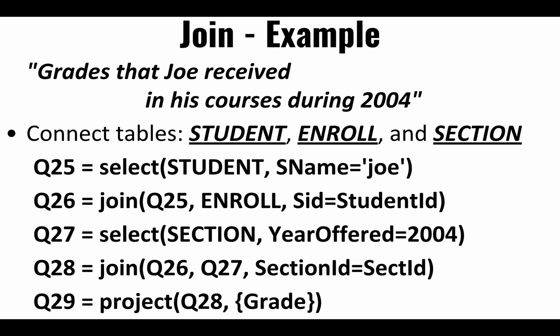A couple other examples here. We are joining a couple of tables here. We are first retrieving the student whose name is Joe. So, the grades that Joe received in his courses during 2004. First we retrieve the record of Joe, and then we join the student Joe with the enrollment so that we can retrieve all the sections where Joe was enrolled. We then filter from those sections where the year offered was 2004, and we join those sections with the enrollments that Joe was enrolled in, right? And then we retrieve the grades for that join.